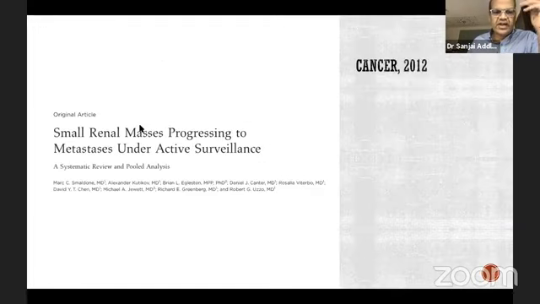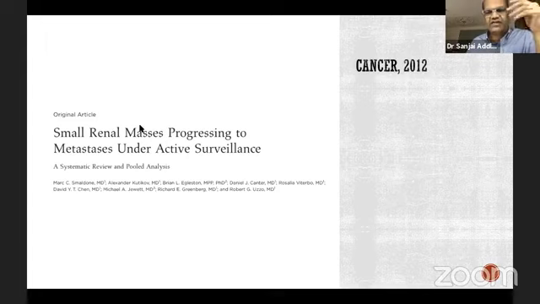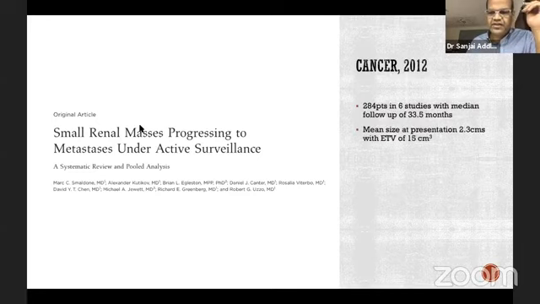Okay, let's look at this one again from Cancer Journal. This was a meta-analysis of all active surveillance papers. And again, you would think if it is published in Cancer, it is a good enough meta-analysis. Overall, though there might be hundreds of studies, they could only find 6 studies that were worthwhile to be mentioned. Okay, and these numbers are quite interesting and good to follow, especially if there are any trainees.